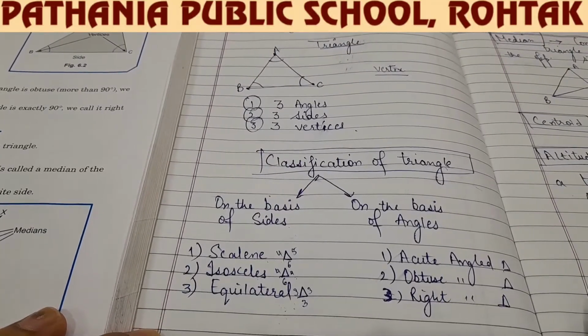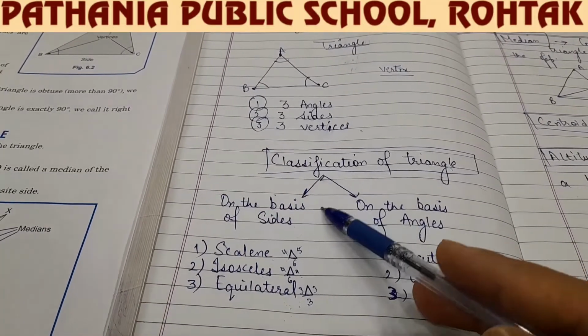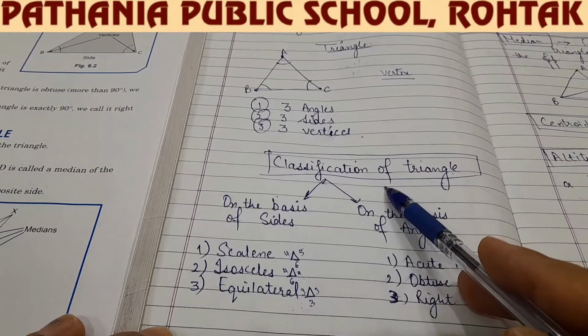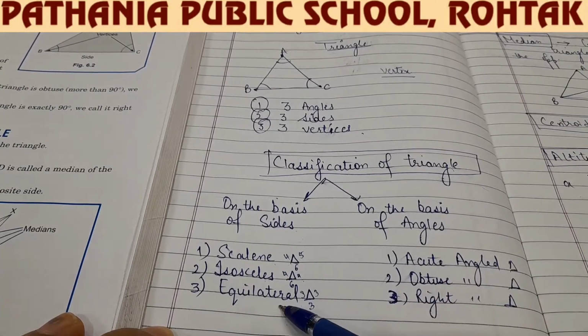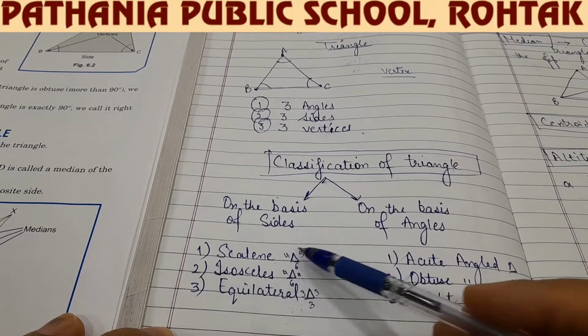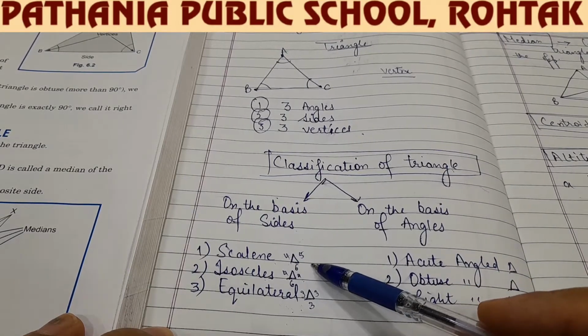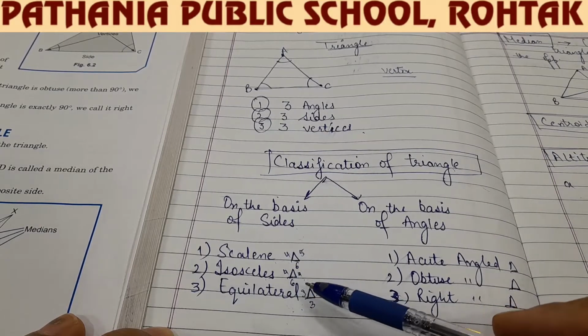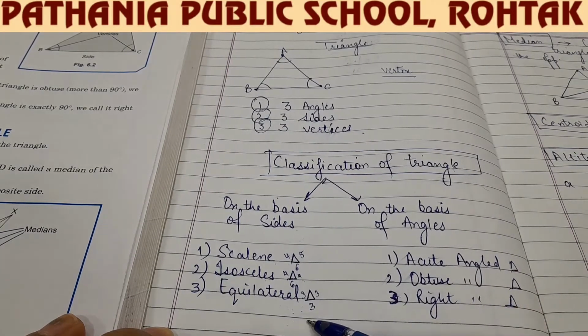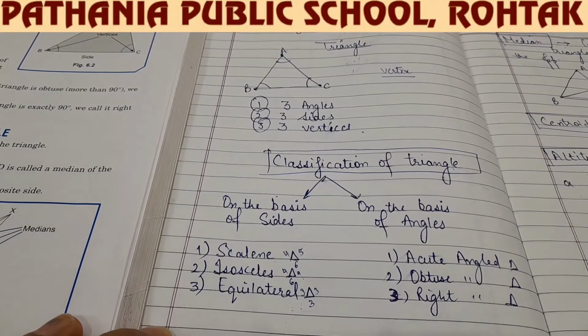Okay. So I am repeating. On the basis of sides, we classify triangles into three: scalene, isosceles and equilateral. In scalene, all the sides are different, means unequal. In isosceles, any two sides are equal, and in equilateral, all the sides are equal.